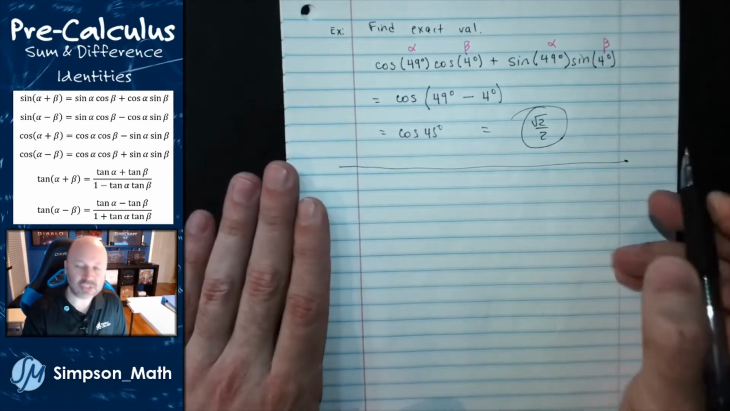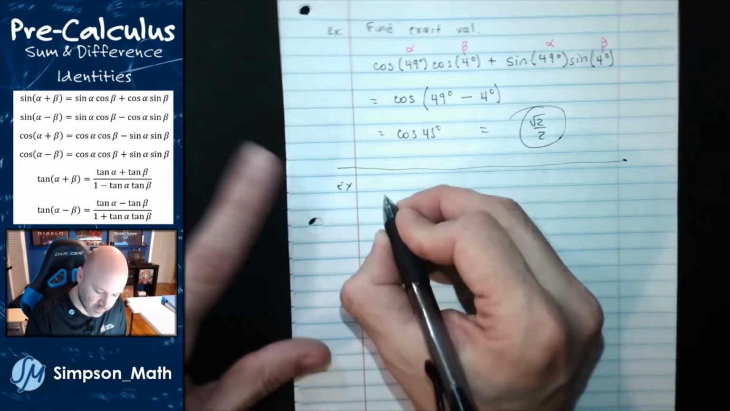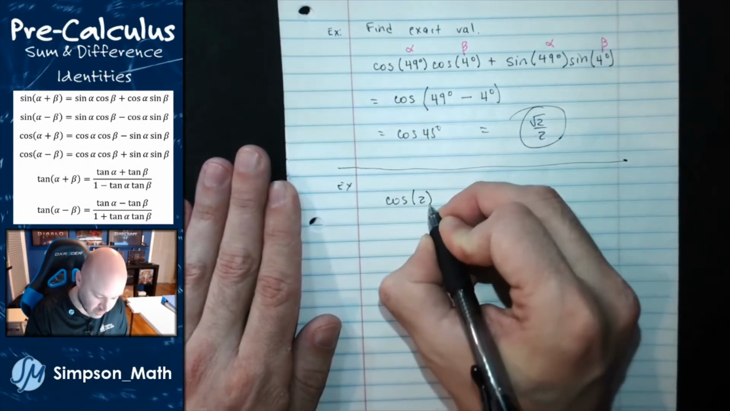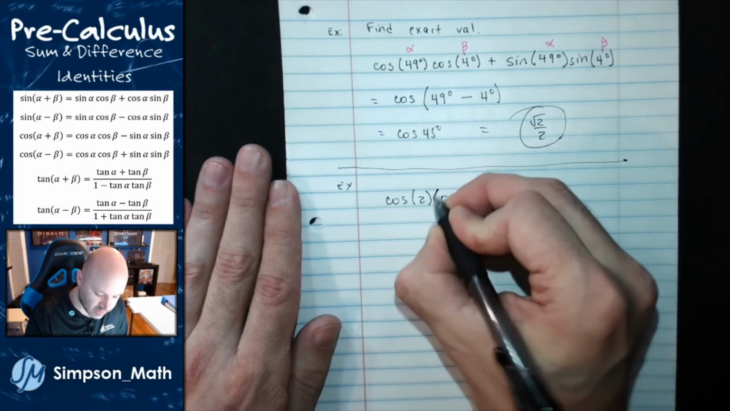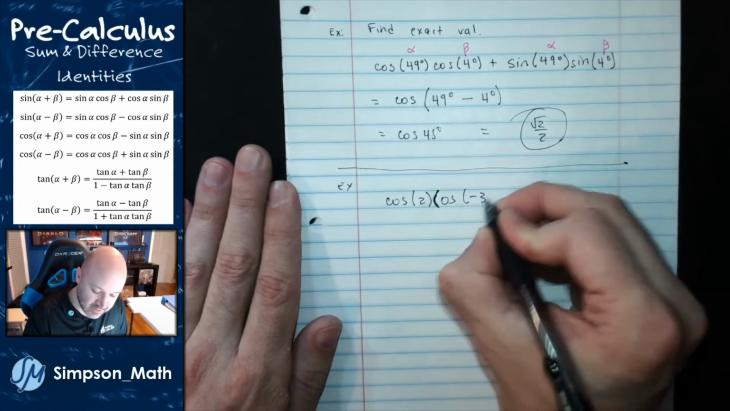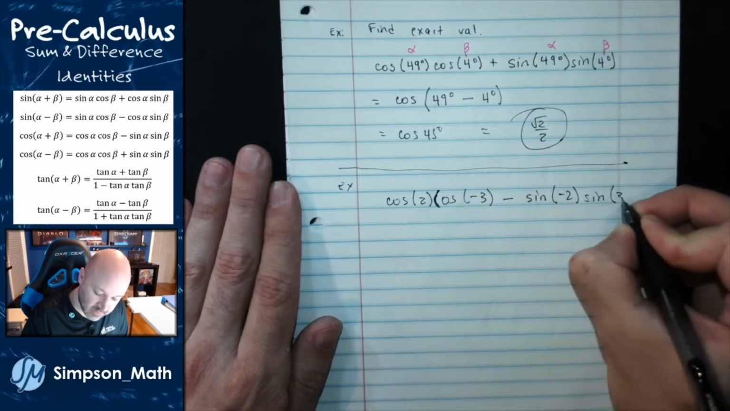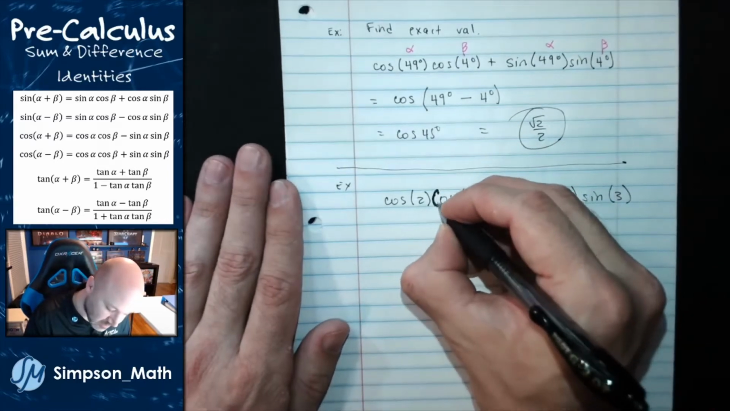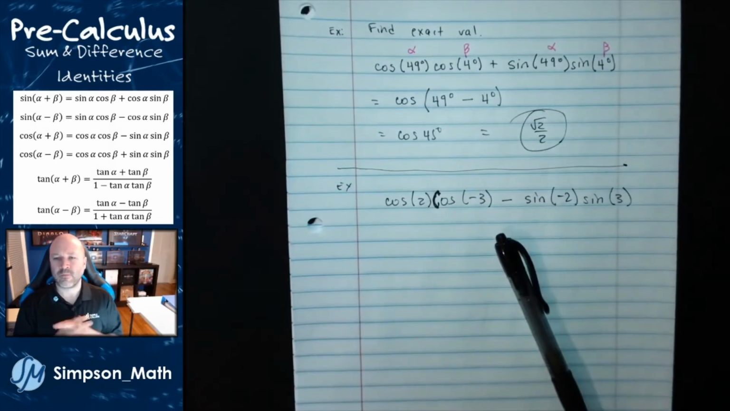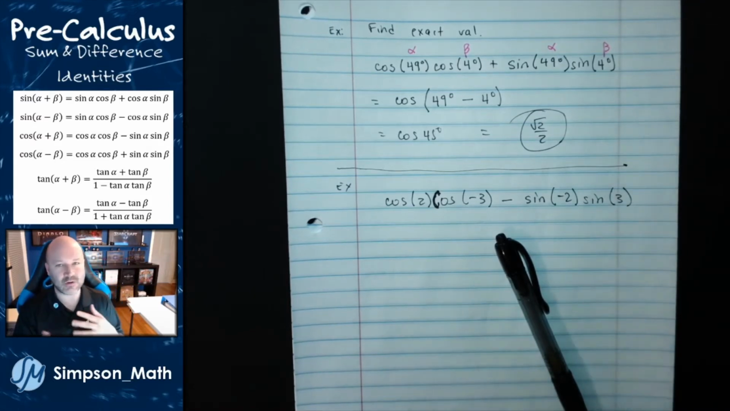Let's do that again, but maybe a little more challenging. Let's do cosine of 2 times cosine of negative 3 minus sine of negative 2 times sine of 3. So cosine of 2 cosine of negative 3 minus sine of negative 2 sine of 3. There's no degree symbol here, so I'm assuming they're using radians, and these radians don't have that pi that we're familiar with. So these angles, we're not familiar with this at all, but that's okay.